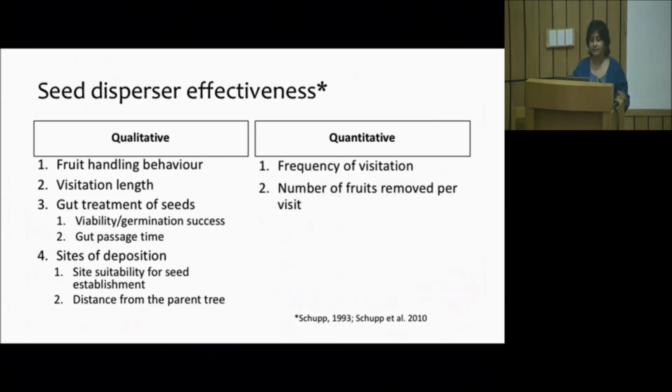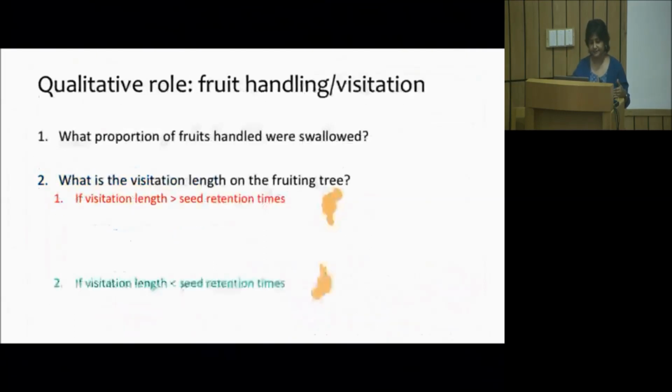I talked about the quantitative part before, but in the quantitative part you have frequency of visitation and the number of fruits removed per visit. So in the first part of this presentation, I will talk about the first 3 aspects of quality by hornbills. So one of the things we looked at is what proportion of fruits handled by hornbills were swallowed, and what is the visitation length on fruiting trees?